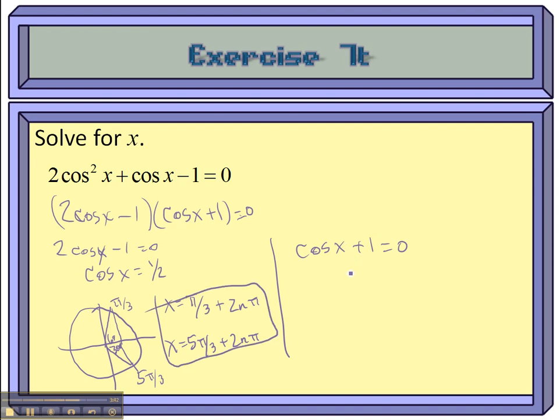Over here for the second one, I've got cosine x equals -1. Seems very familiar. Cosine is equal to -1 over at 180 degrees, or just pi. And that's it. So x equals pi plus the period 2 n pi.